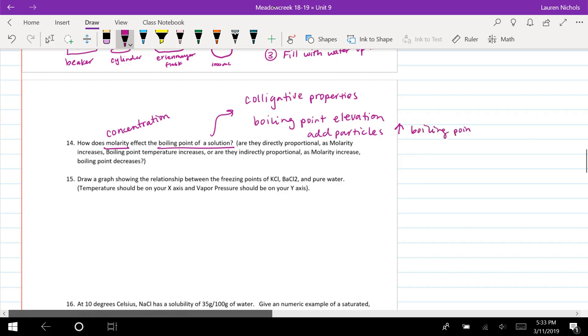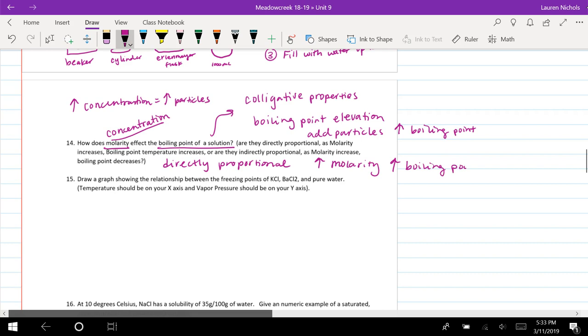And so that means if you have a higher concentration, so high concentration means a high number of particles. The more particles you have, the bigger the change. So this means that they're directly proportional. Okay, so that means if you increase your molarity, you increase the effect on the boiling point, so the higher the boiling point is going to be. This also means if you decrease the molarity, you decrease the boiling point.